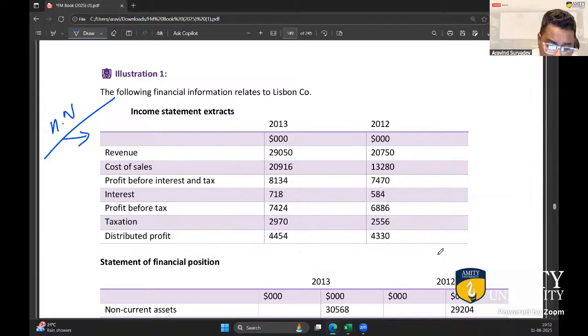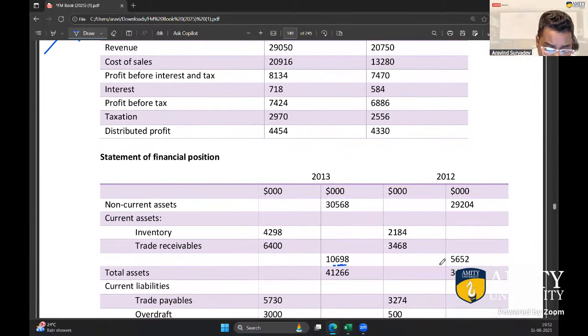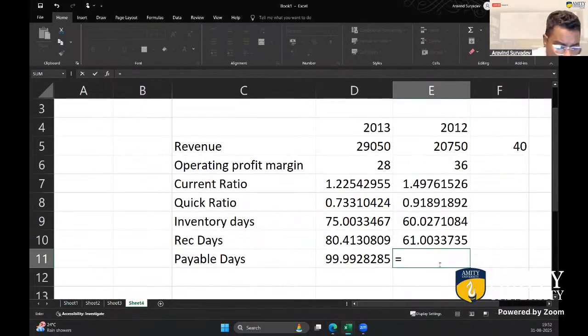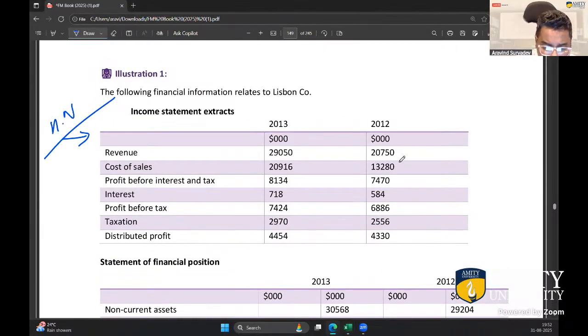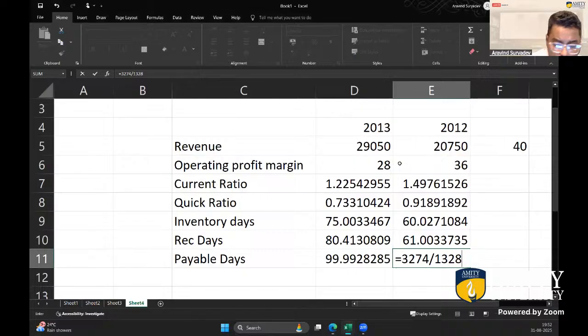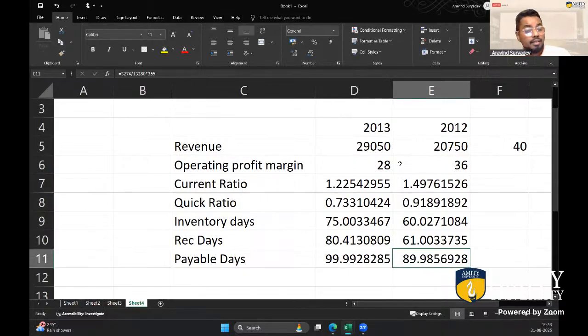Now, what about in 2012? The payable days were 3,274 divided by whatever the cost of sales was. That was 13,280, much lesser cost of sales, multiplied by 365. It was 90 days. Even payable days have gone up. This is usually an example of over trading, that is undercapitalized.